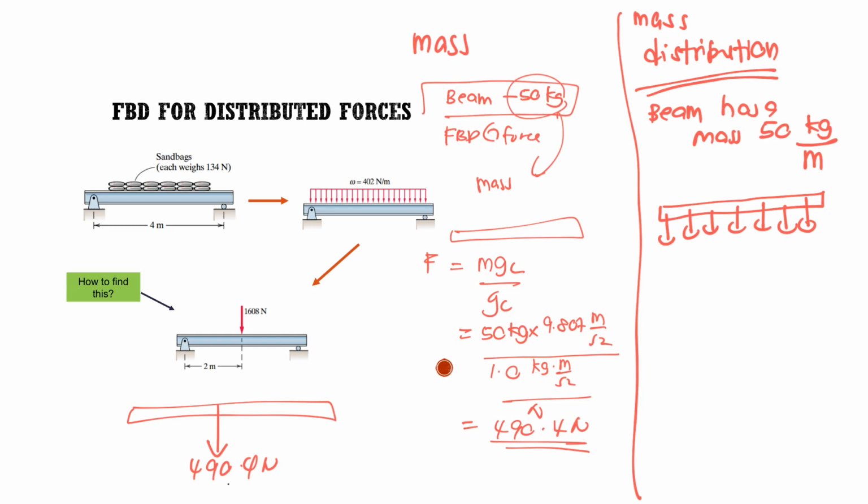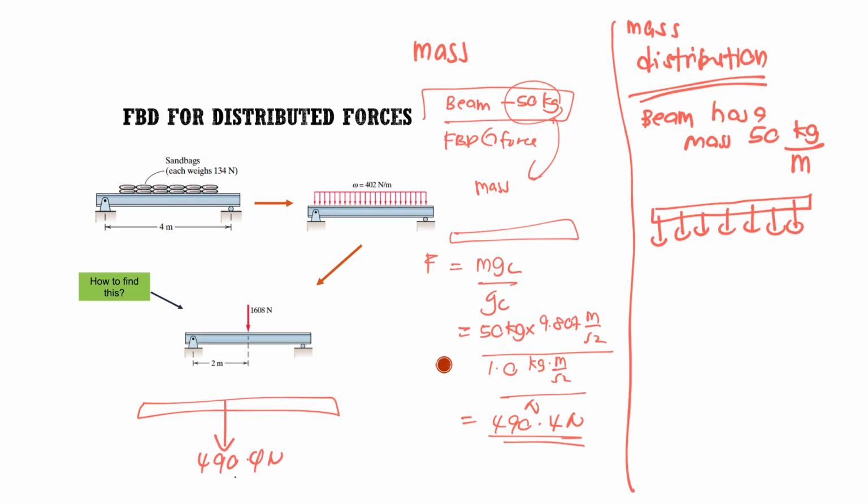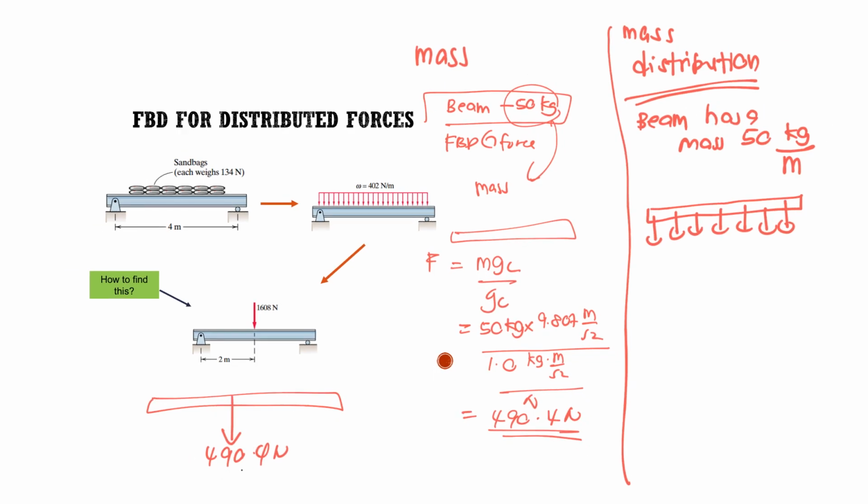So how do we do this question? Please take note, FBD is about force. You need to convert into force. But when it comes to mass distribution, the first thing you need to do is take 50 kilo per meter and multiply it with the length of the beam.